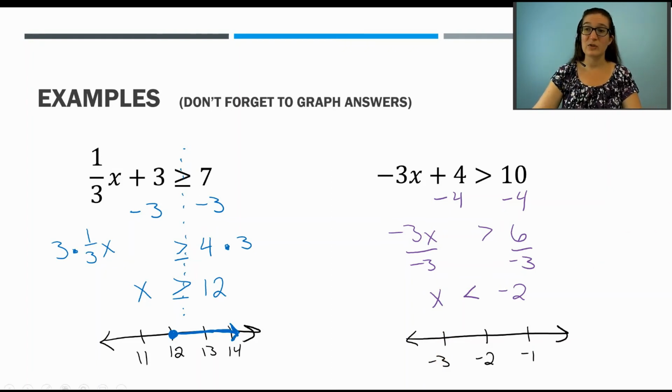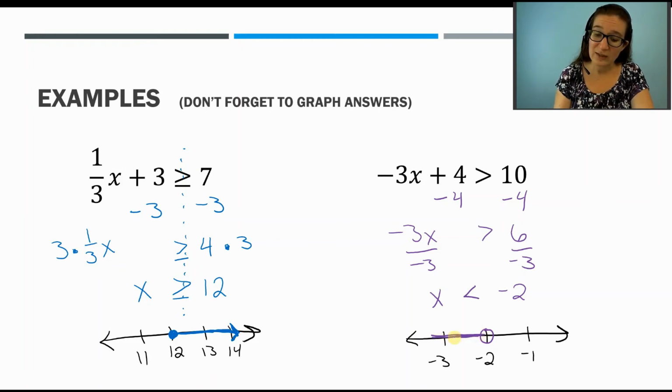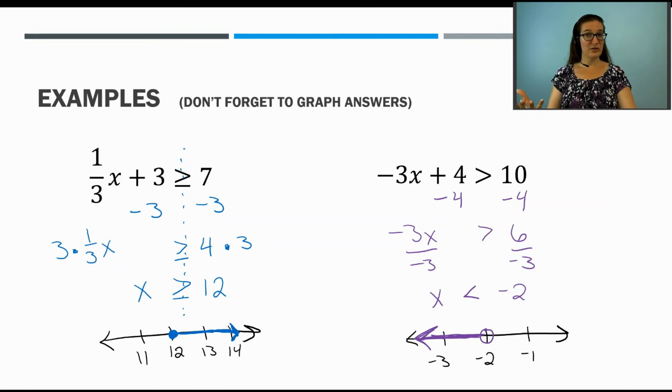Now in this case, x is not equal to negative 2. So for this one, I will have an open circle to show that the negative 2 is not actually included. And my x is less than, so I need to go to the left, to the lower values. And so my arrow will go this way to show that the lower values are part of the answer there. There we go. And there's our first two inequalities solved.